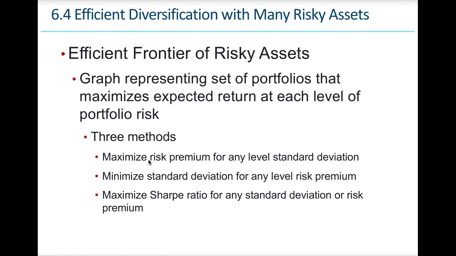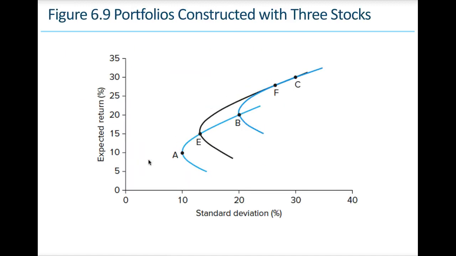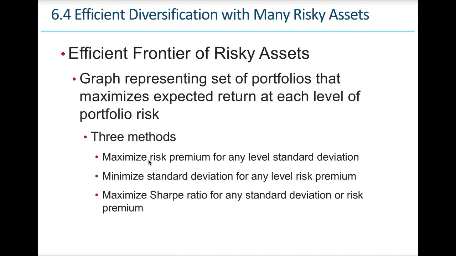Okay. So the efficient frontier of many risky assets. So here we can look at the graphic, but we want to try to get a sense of this. So this is going to represent the portfolio's expected returns at each level of risk. So the three methods: maximize risk premium for any level of standard deviation, minimize standard deviations for any level of risk premium, and maximize the Sharpe ratio for any standard deviations or risk premium.